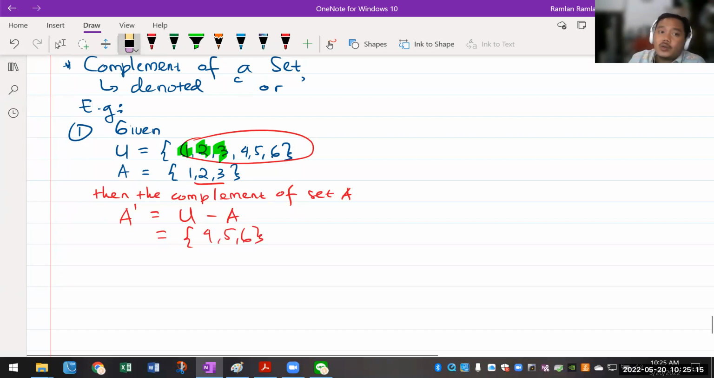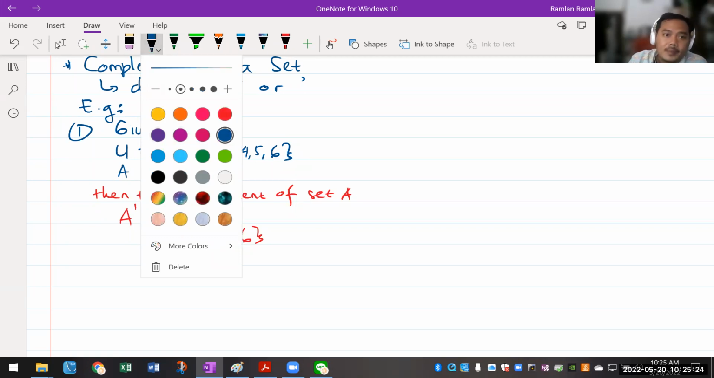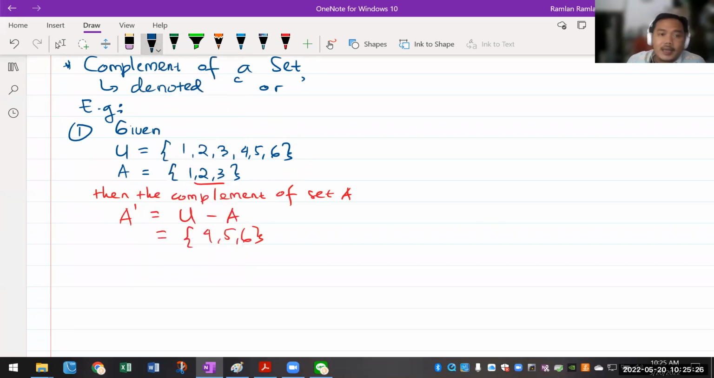So again, guys, you only need to write down all the elements in the universal set except the elements that are the same as set A, because this is A complement. That's it. Okay. Quite easy. Any question before I continue? I'm gonna give you one more example for this one.